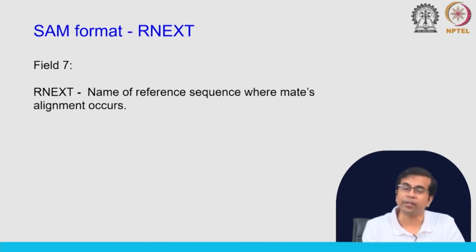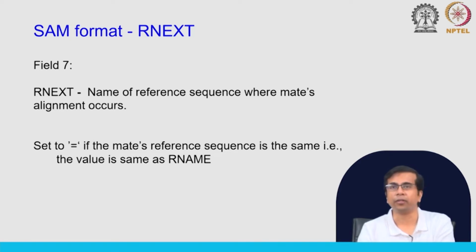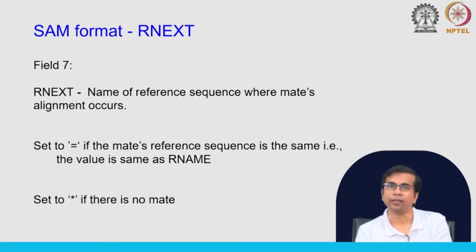RNEXT means the name of the reference sequence where the mate's alignment occurs. Similar to RNAME, which is a reference like NC followed by some number, here you will also get some reference sequence name or ID in field 7. This will be set to an equal sign if the mate's reference sequence is the same as the read's reference sequence, that is, the same as RNAME. So, they are mapping to the same chromosome or same reference genome. This is set to star if there is no mate; if you are dealing with single-end data, this is not present.